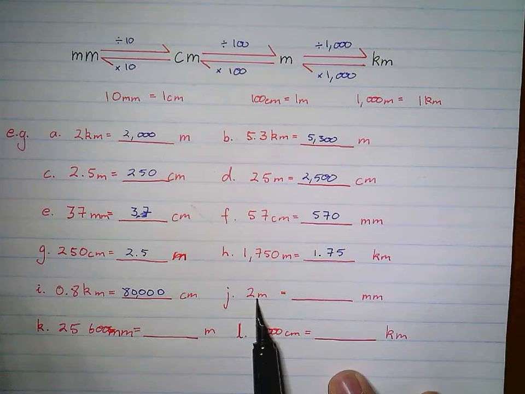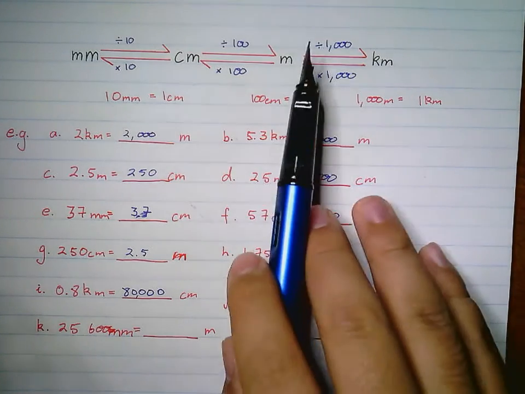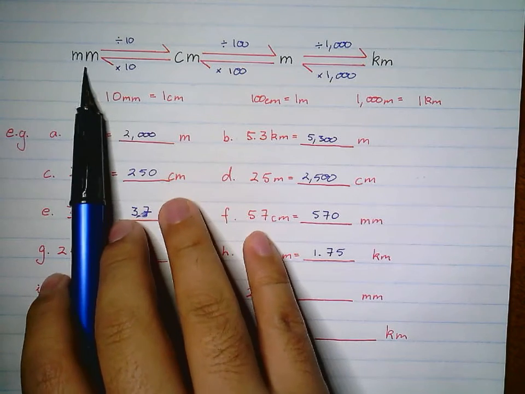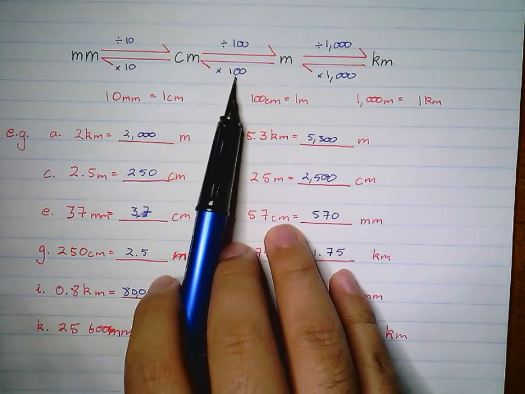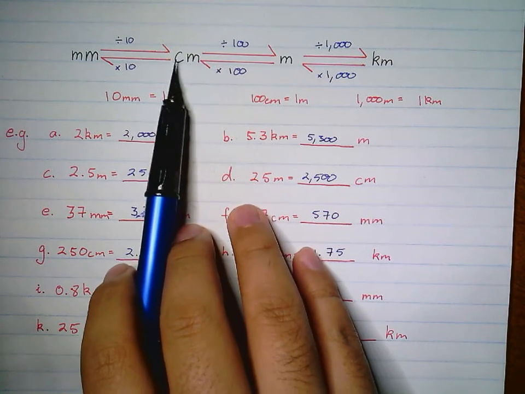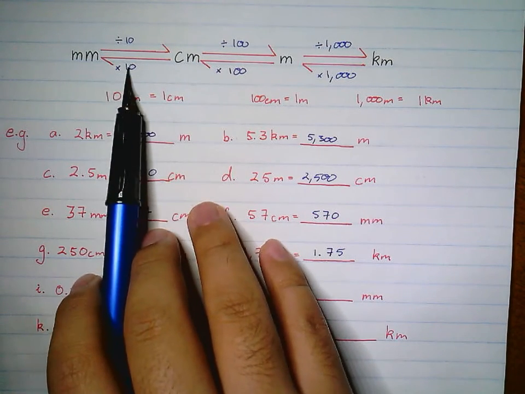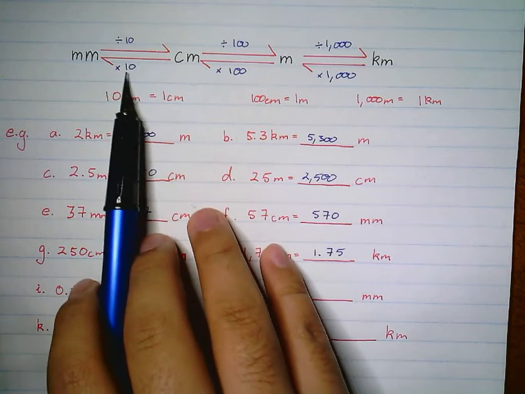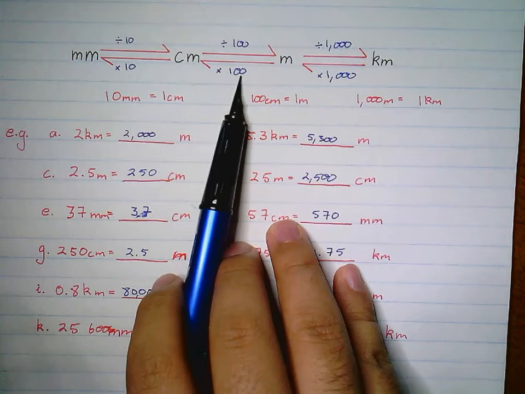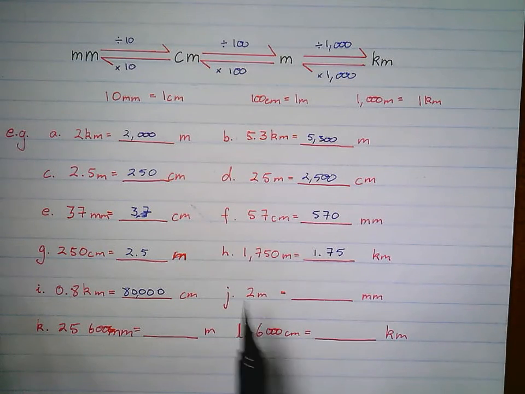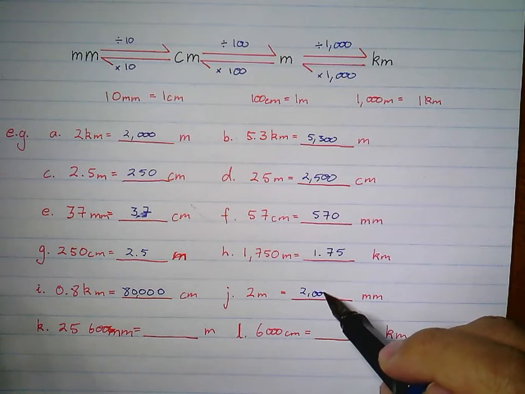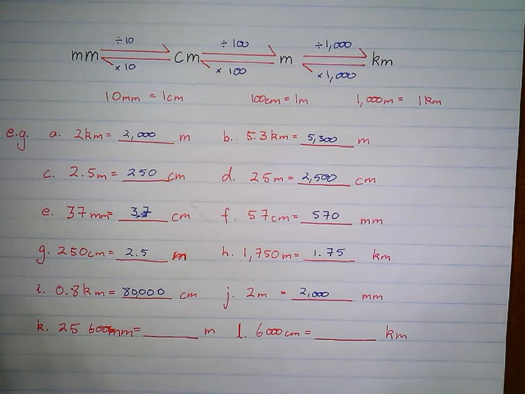2 meters to millimeters. Once again, we're going from meters all the way down here. If you take a look, we need to multiply by 100, because we have to follow this arrow, and then multiply by another 10, following this arrow. So 10 times 100 is 1,000. So multiplying this by 1,000, 2 times 1,000 is 2,000 millimeters.